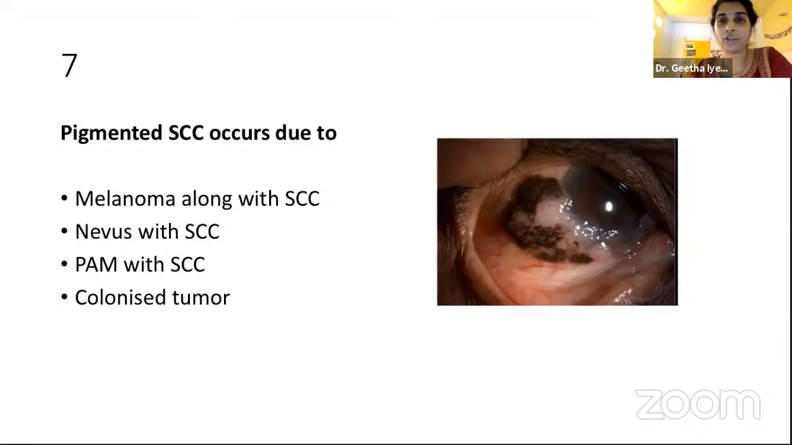Yeah, the answer actually is a colonized tumor. When you have tumors which are composed of different neoplastic cell types in the same lesion, you have various types, of which pigmented squamous cell carcinoma falls under what is called a colonized tumor, where you have a dendritic melanocytic population which permeates and colonizes the pre-existing squamous cell carcinoma. The next one.